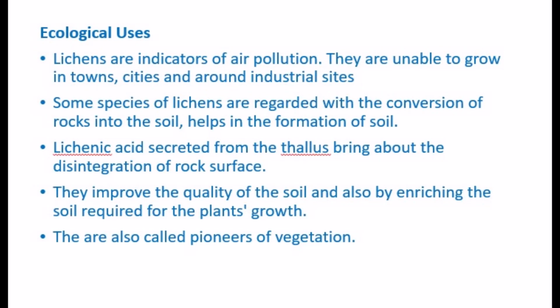Some lichens are regarded as the best converters of rocks into particles, which means they help in soil formation. The lichenic acid secreted from the thallus brings about the disintegration of rock surface. They improve the quality of the soil and also enrich the soil required for the plant's growth. Thus, they are also called pioneers of vegetation.